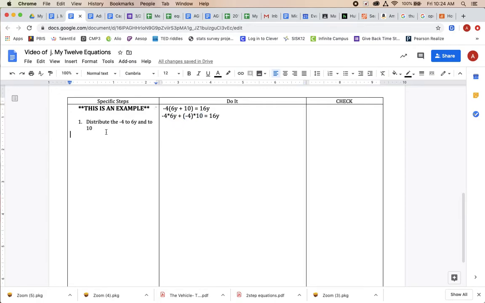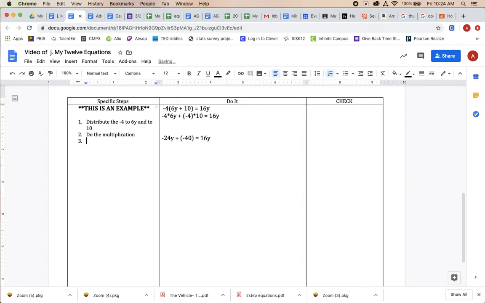And now I'm just going to do the multiplication. Notice I'm typing what I'm doing, and then I'm going to do it. That way I don't get confused. So -4 times 6y is -24y's. And then -4 times 10 is -40. I got this plus sign because there was a plus sign there. There's a negative sign here because the answer of this multiplication problem was negative. Okay? I didn't do anything over here, so I'm just going to leave it.